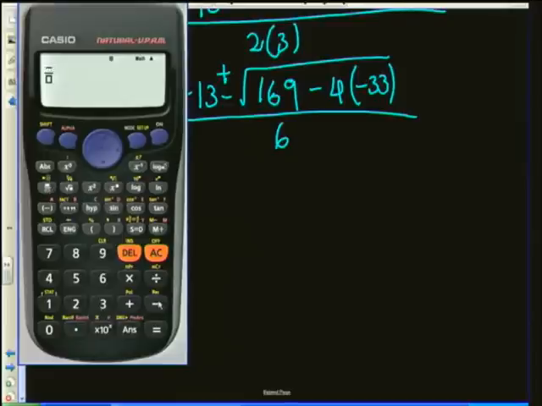Negative 13, so it's negative 13. Let's do the plus first, the positive. Square root of 169. Okay, and remember, negative times negative, so it's going to be negative 4, negative 33. Okay, move down, that's going to give me a 6. And there's my answer there. We want it as a decimal to 2 decimal places, so if you round it off to 2 decimal places, my answer will be 0.72.